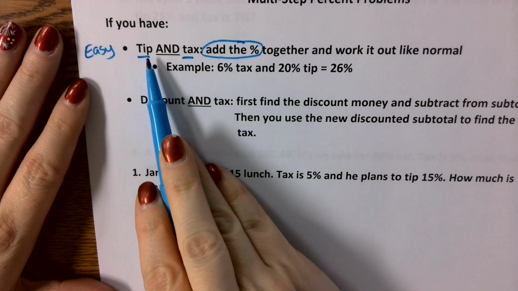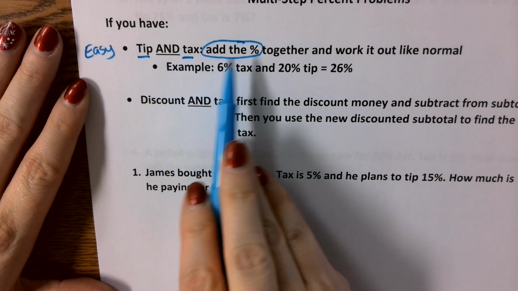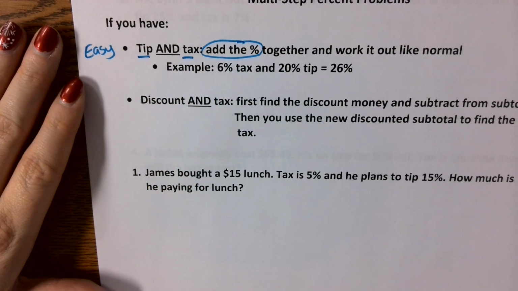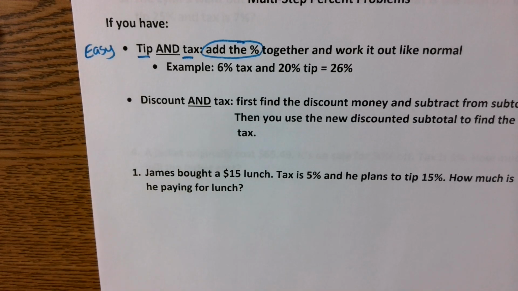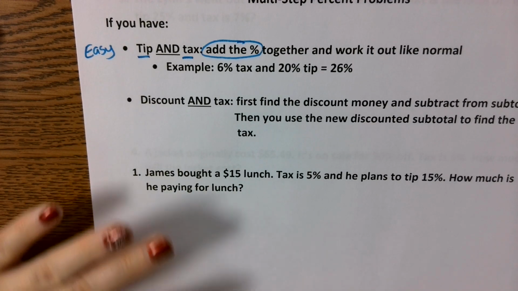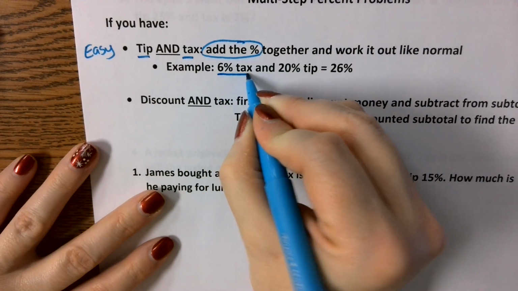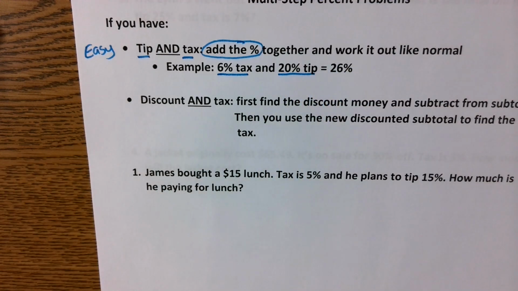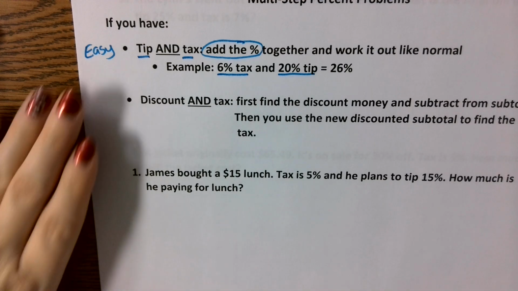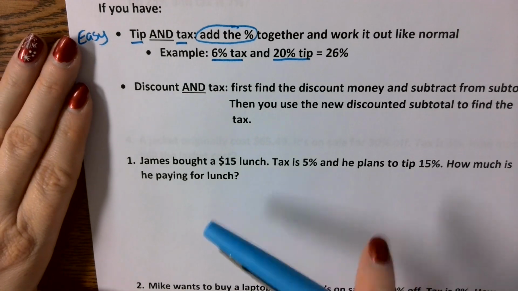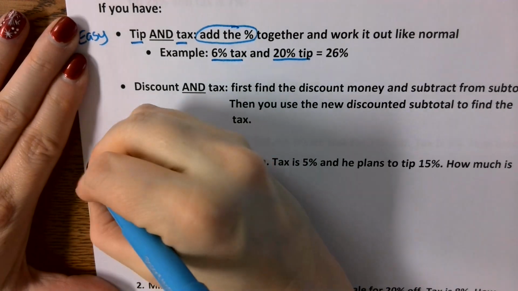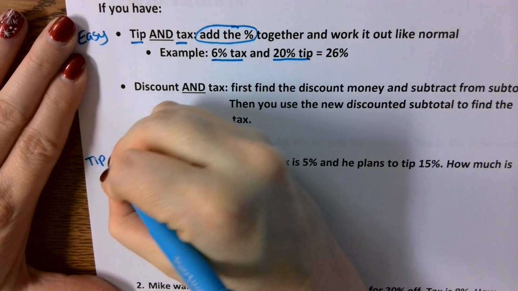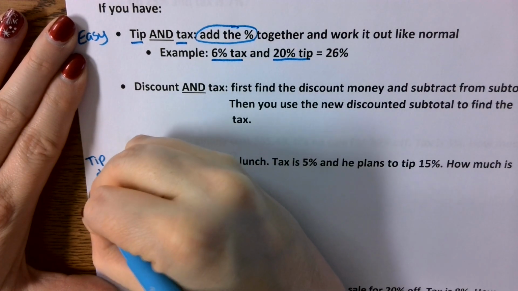If you have a tip and tax problem, you're going to add your percentages together and work it out like it's a normal single percent problem. So if my tax is 6% and my tip is 20%, then I'm going to pretend like I just have one value of 26%, and I'm going to set up my proportion like normal. So let's take a look at problem 1. Problem 1 is an example of a tip and tax problem.